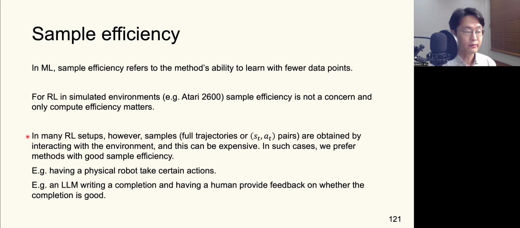As another example, when you have a large language model writing a completion and having a human provide feedback as to whether the completion was good, well, the human reading an LLM completion and providing feedback is a very costly thing. You need to pay these humans hourly wages to provide such feedback, and you would want the learning algorithm to be sample efficient with respect to this costly human feedback.